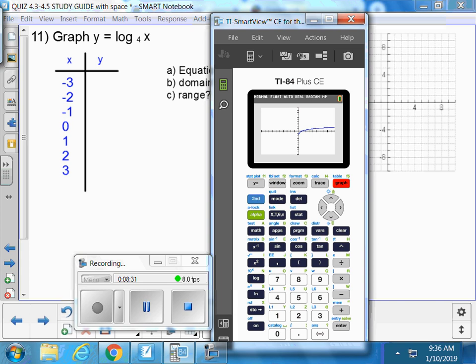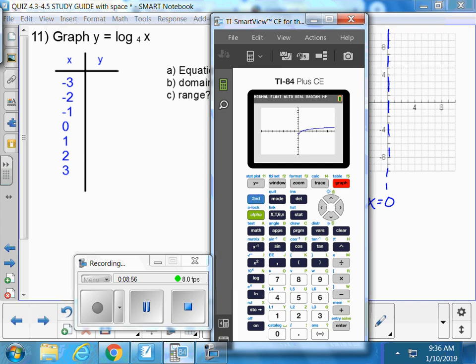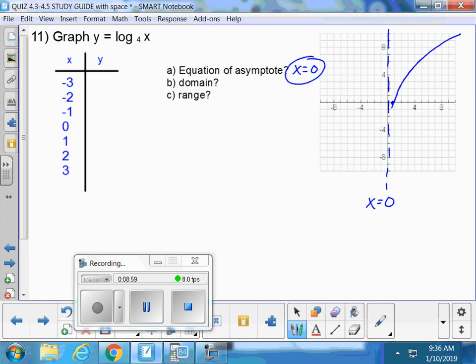Once we click graph, unfortunately, it does look like the graph is stopping right there around -2. You just have to be smart enough to realize it continues. It's just that the numbers get so small. The calculator doesn't actually physically graph them. But you have this asymptote running vertically at the equation x equals 0. That's the equation of that asymptote. So your graph comes in, looks like it crosses at 1, and just hugs along that asymptote the whole way down to -infinity. It's going to make your domain 0 through infinity, not including 0, and your range -infinity to infinity.